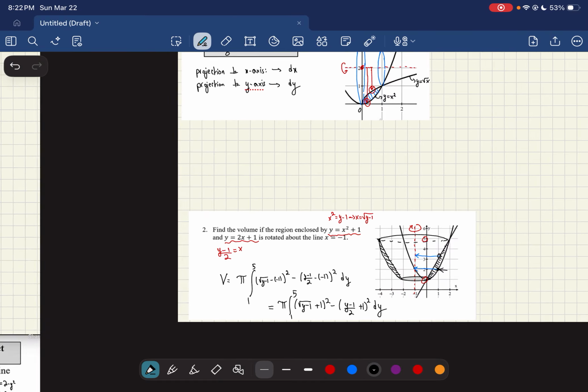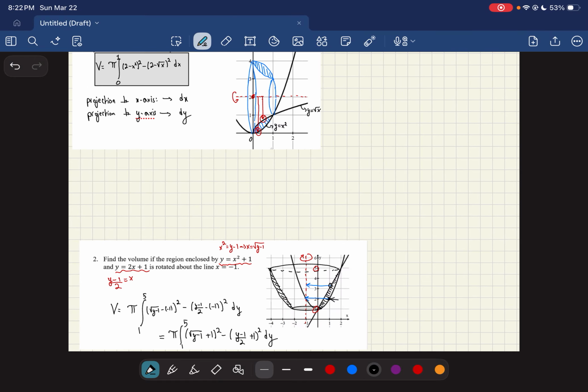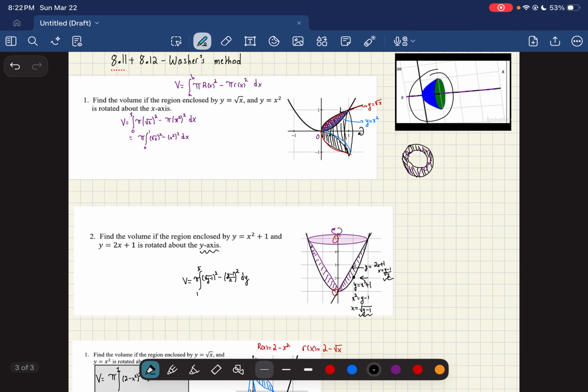So this is it for Washer's method, guys, and this marks the end of the AB material for Unit 8.